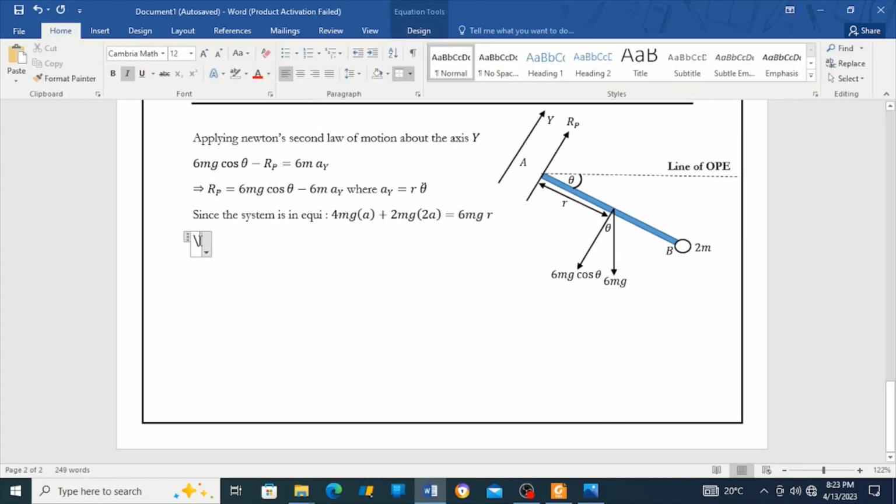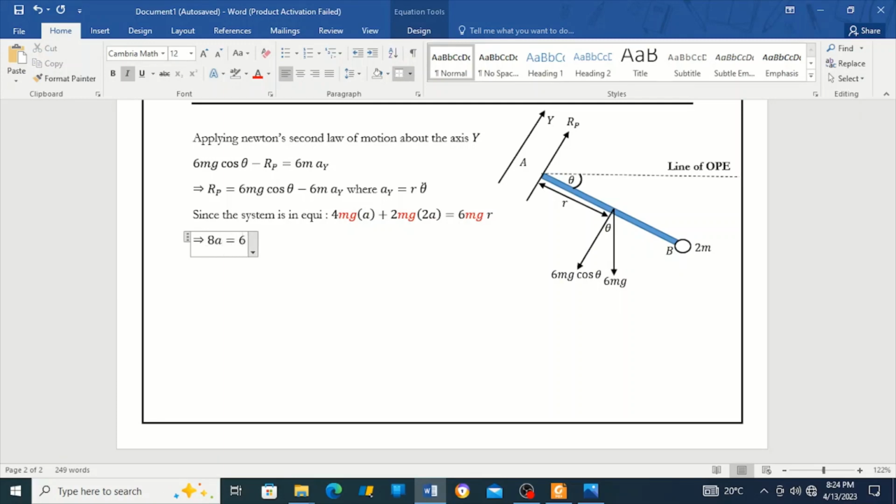This means that we can get r, because you see that mg cancels mg, cancels mg. The left hand side is going to be 4a plus 4a, which is 8a.